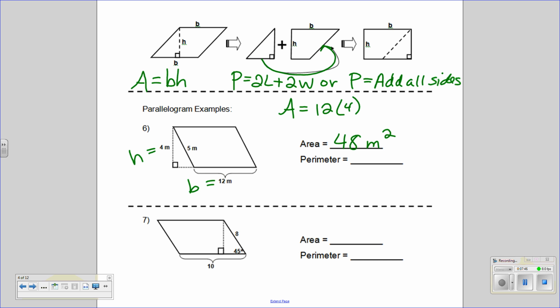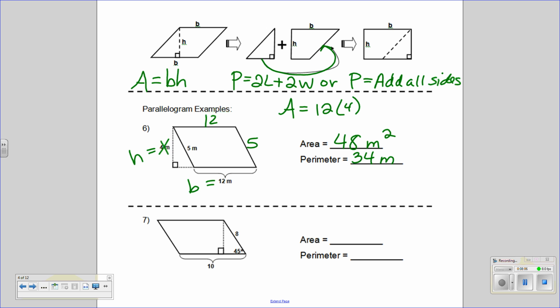And then the perimeter would be 10 plus 24. When you're finding the perimeter, make sure you're adding up the sides. You're not using this for the perimeter. So that would be 34 meters.